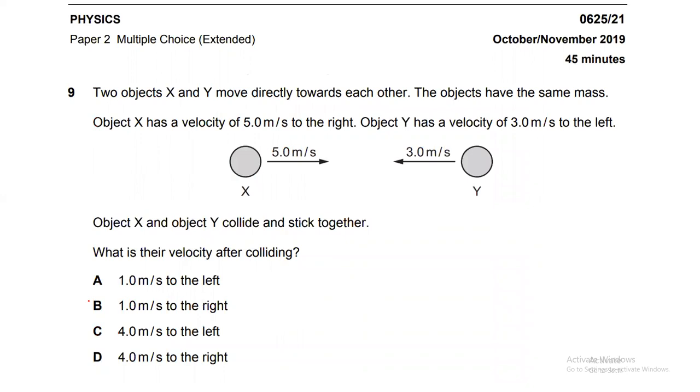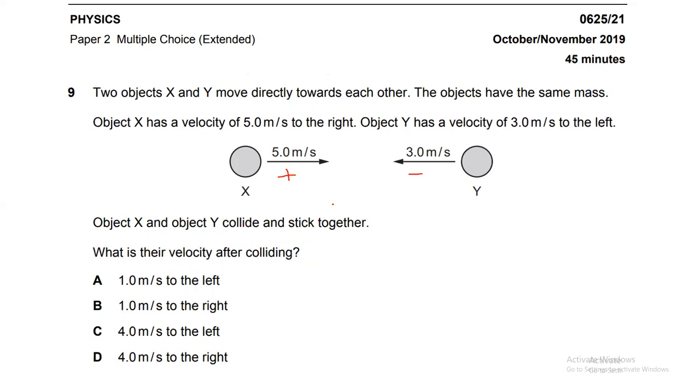Okay, we have October, November 2019 2-1 paper. Question number 9. Two objects X and Y move directly towards each other. The objects have the same mass. Object X has a velocity of 5 meter per second, and the object Y has a velocity of 3 meter per second. Suppose if this is positive, then this velocity will be taken as the negative. Object X and object Y collide and stick together. What is their velocity after the collision?